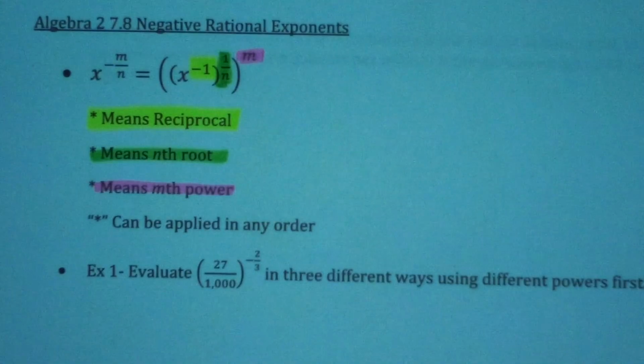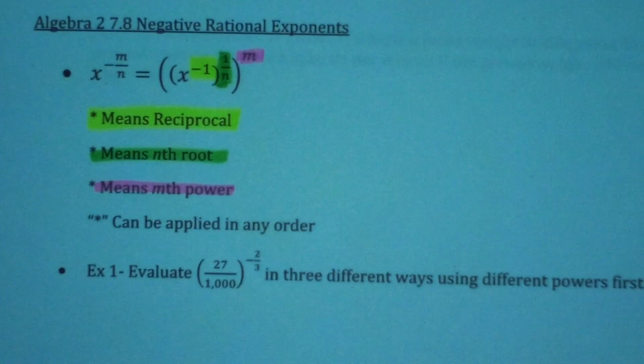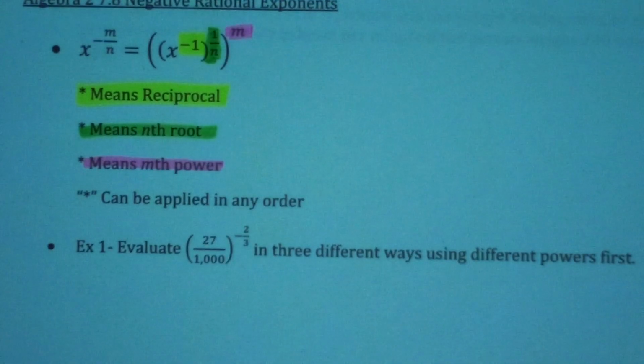Okay. All right, so let's look at the first one here. It wants us to evaluate the fraction 27 over 1,000 to the power of -2/3. It wants us to figure out how we could rewrite this in 3 different ways to solve it, basically starting with a different power each time.